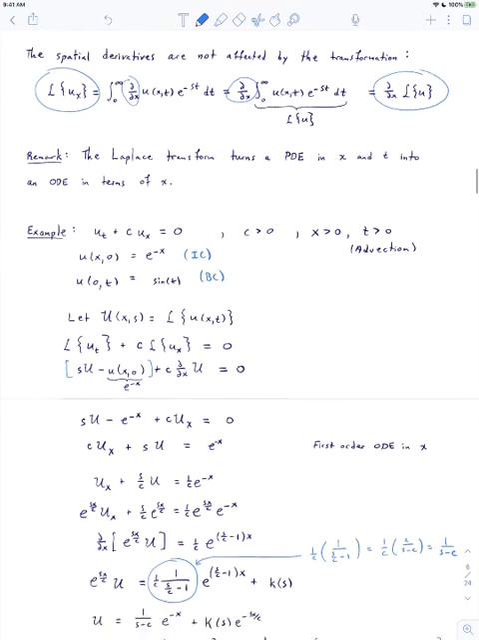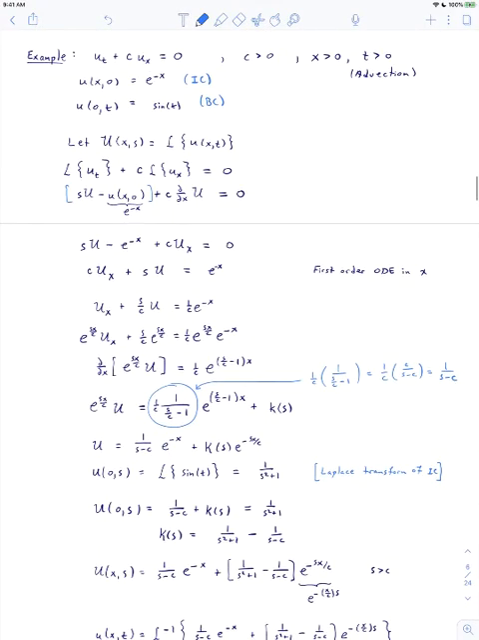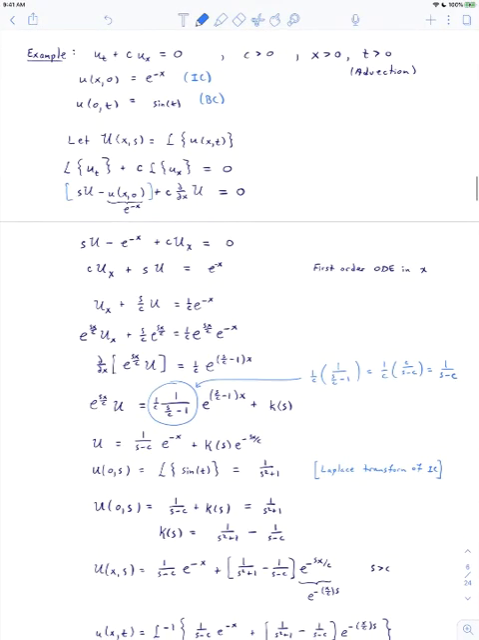So let's just scroll up here like so. So now we can use the known methods to solve for this differential equation for capital U. So that's what we want to do. We want to solve for capital U. Okay, so how are we going to do that? Well, the first thing that I do is I just add this e to the minus x to the other side. This is our inhomogeneous term.